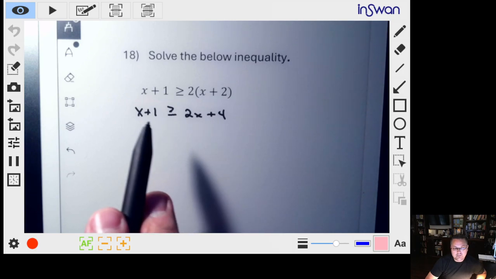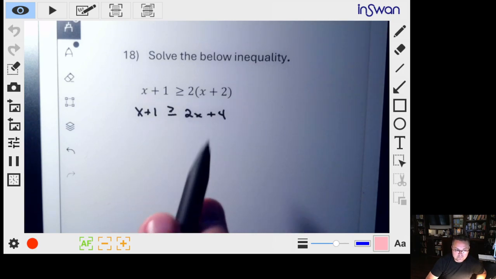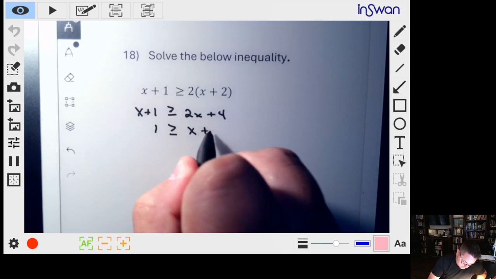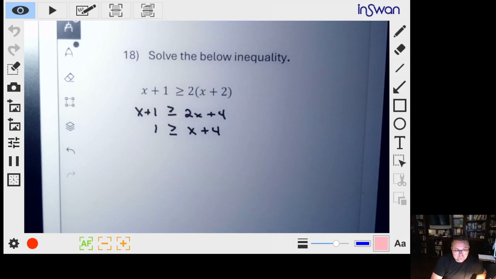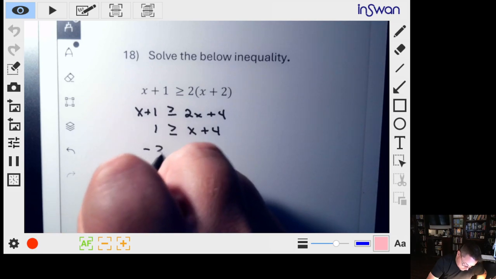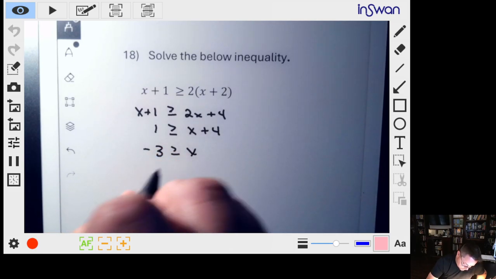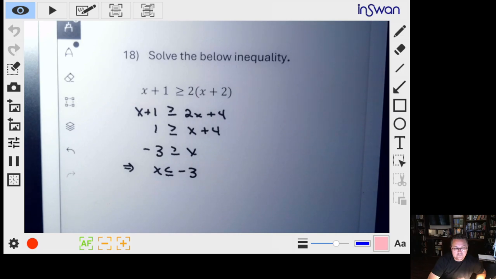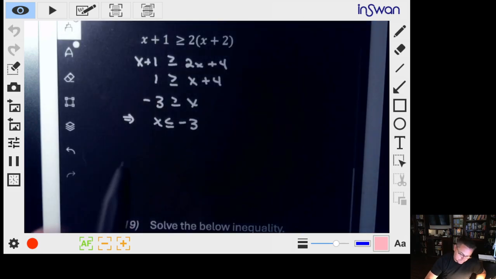So I'm going to go ahead and I'm going to subtract x from both sides. And then I'm going to subtract 4 from both sides to get x by itself. Now remember that this is the same as x is less than or equal to negative 3. Okay, they're both equivalent. I like this. It's a little bit easier for students to see.